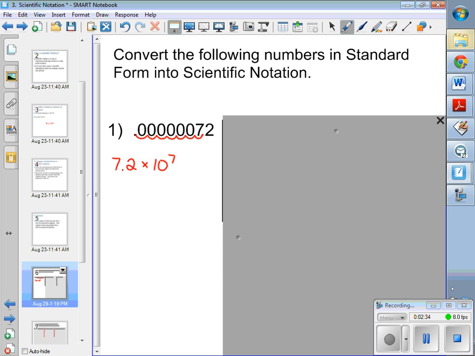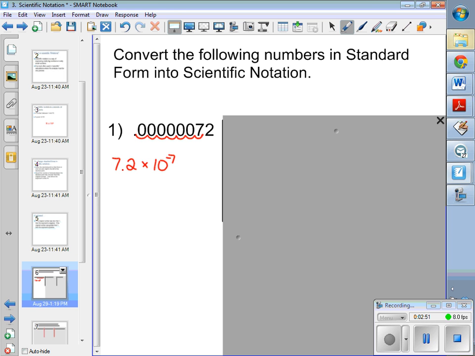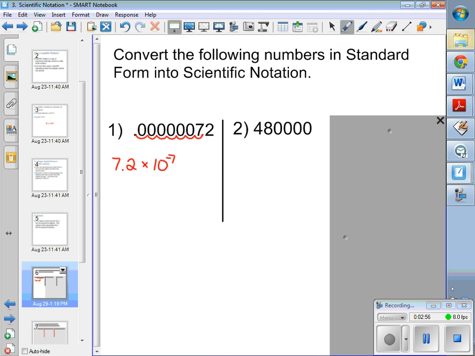Easy enough, right? So it was 1, 2, 3, 4, 5, 6, 7 places that I had to move that decimal. And that number was negative, if you recall. So the original number was less than 1, the exponent is negative. So this needs to be negative 7 in order for that to work right. Okay, same idea. We're going to have our decimal there. So it's going to be 4 and 8/10 times 10 to the 1, 2, 3, 4, 5.